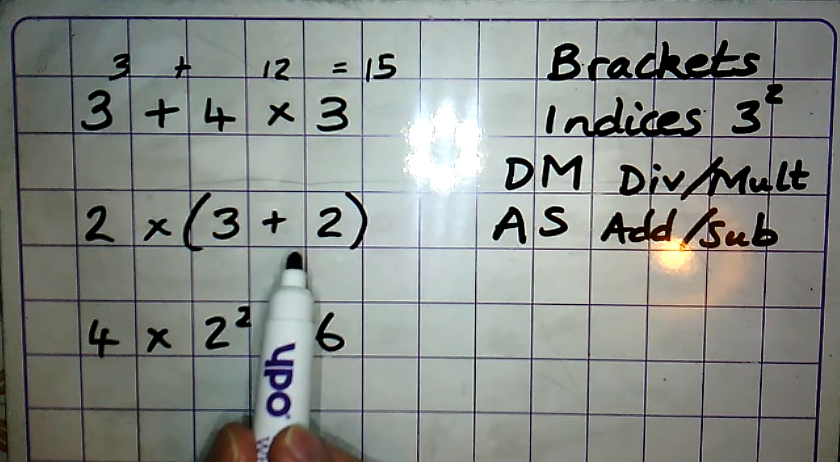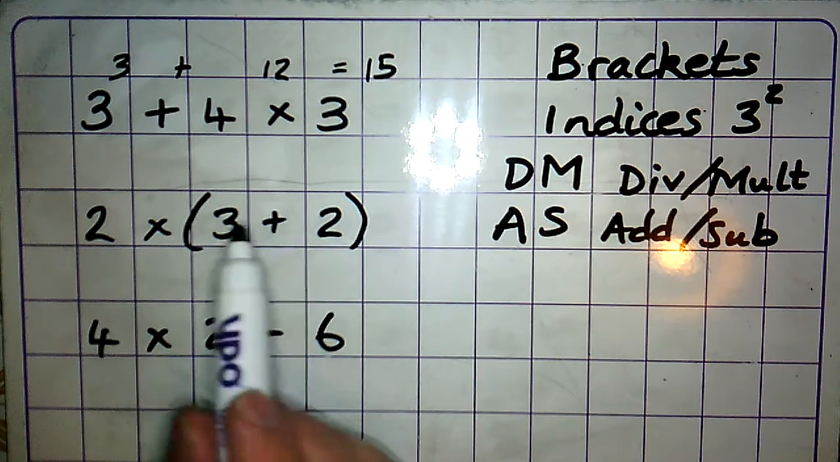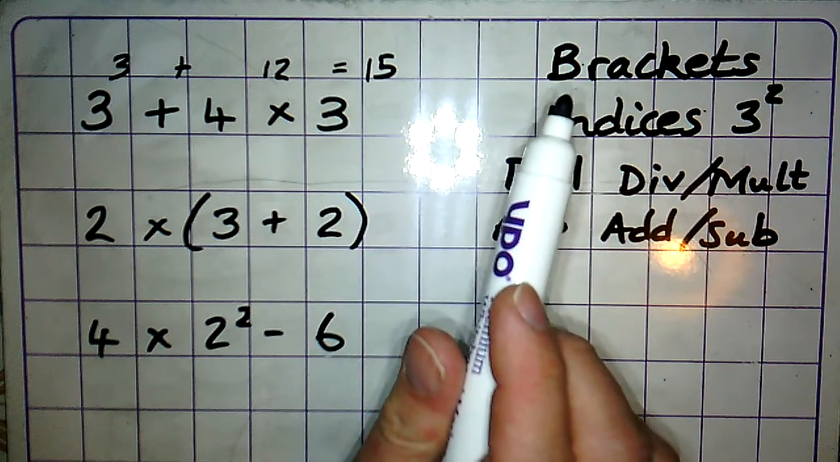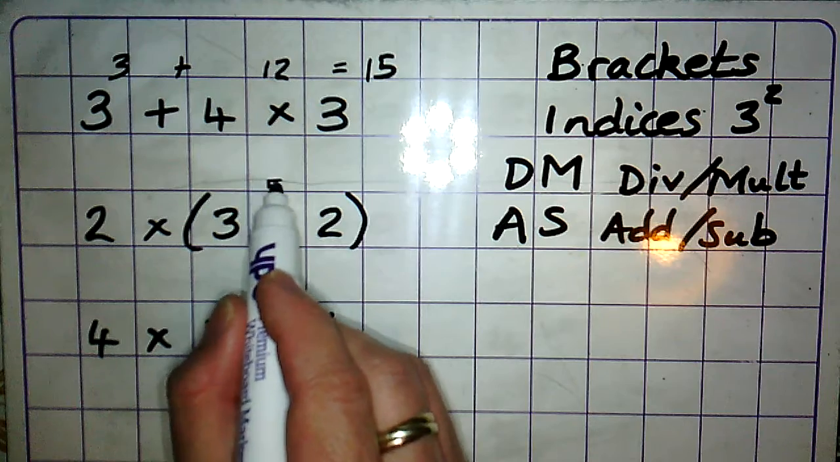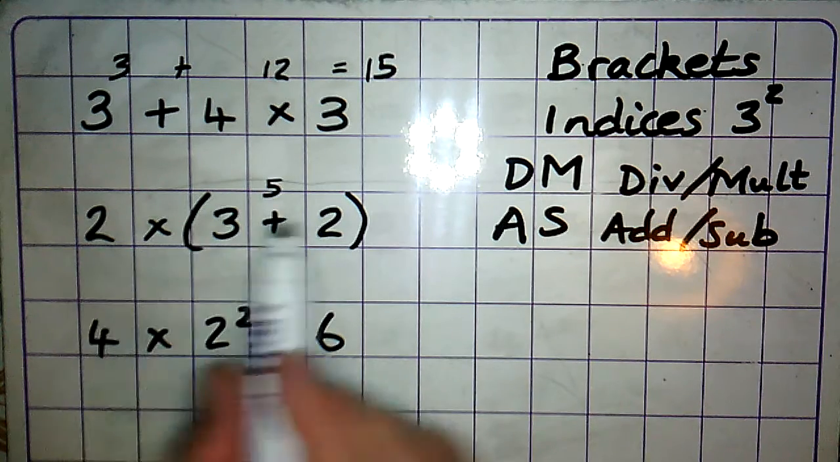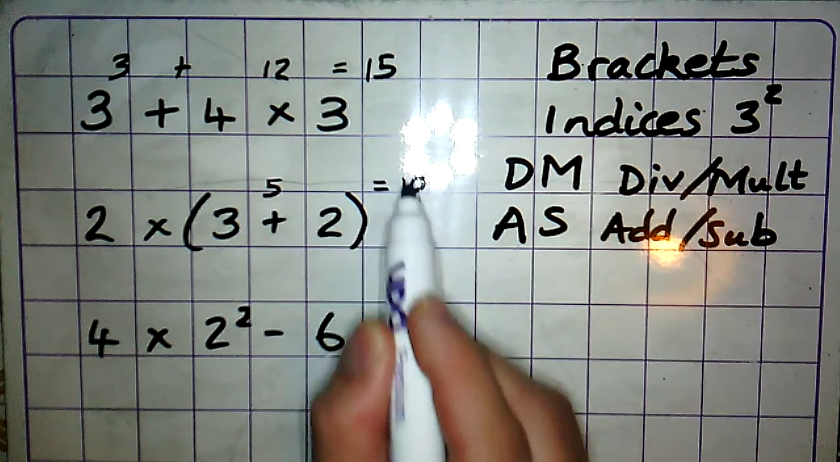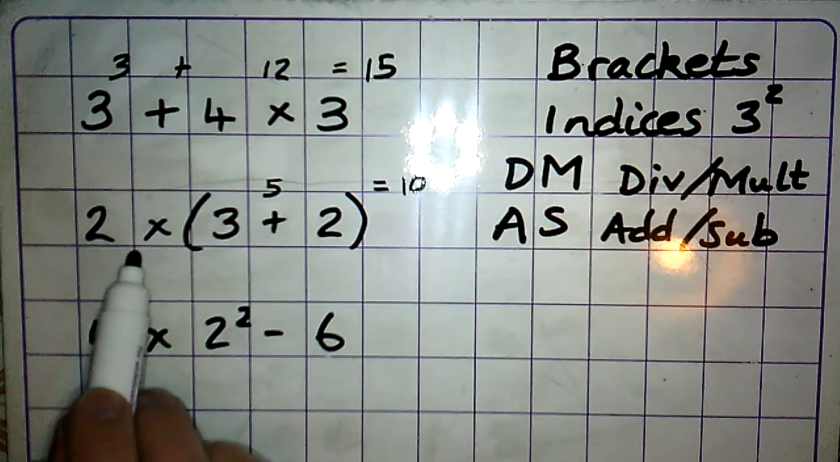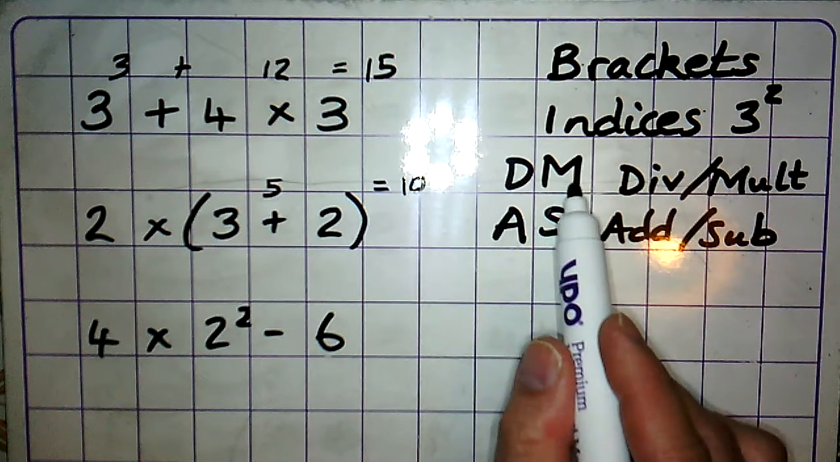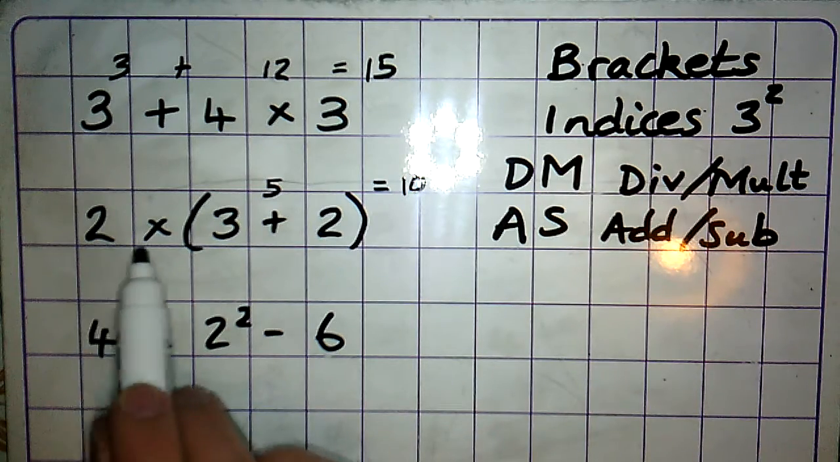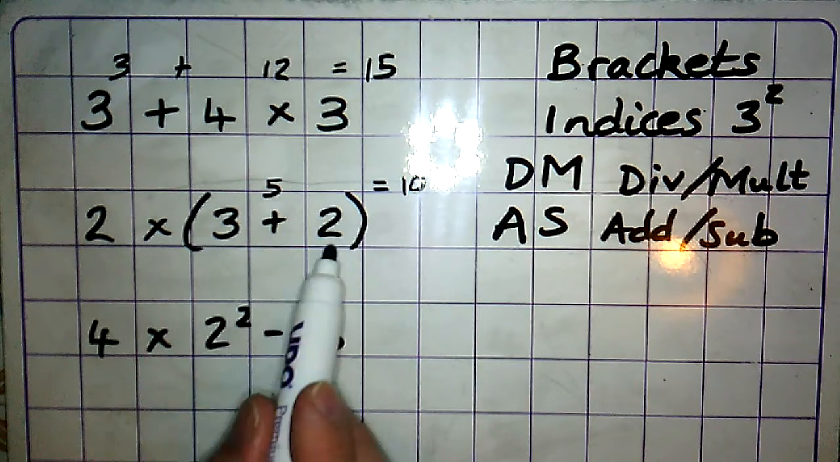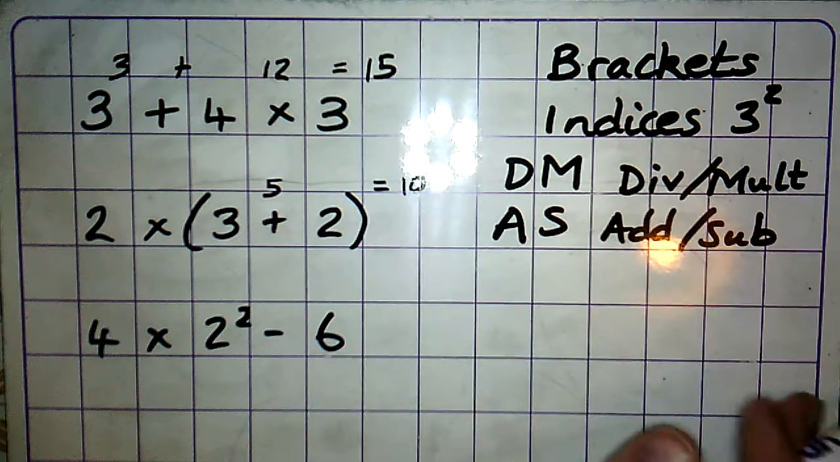Looking at this second one, well, we've got brackets here, haven't we? And that's the first thing we've got to do. So 3 add 2 would be 5, and then 2 times 5 gives us 10. If you'd ignored the brackets and done the multiplication first, as you should do if you didn't have brackets there, you'd have ended up with 2 times 3, which is 6, add the 2, which is 8, again different to that.